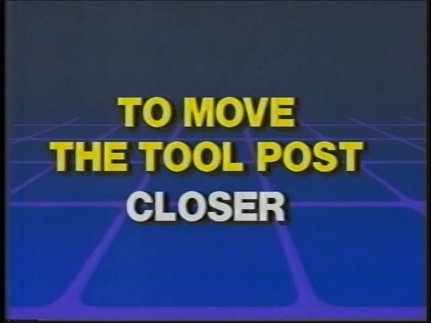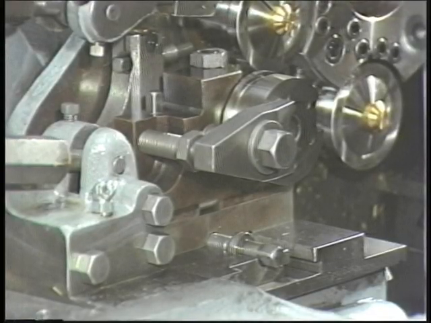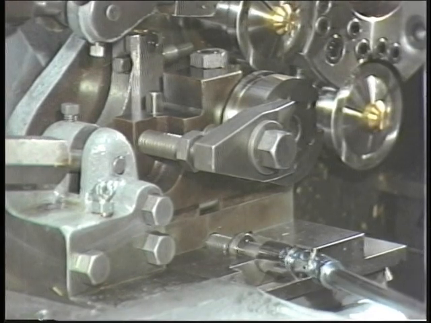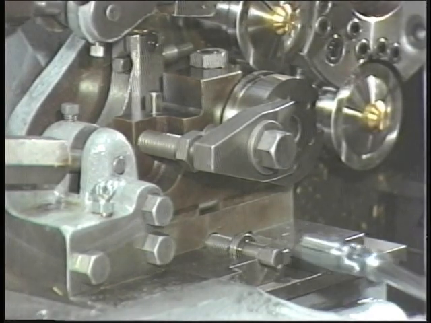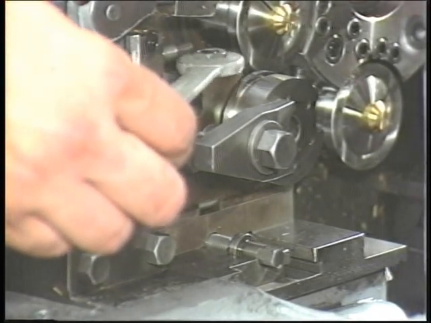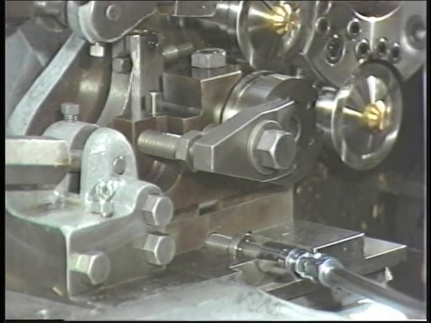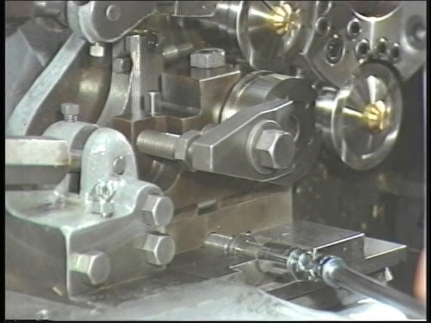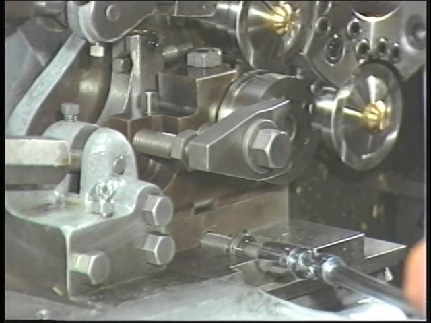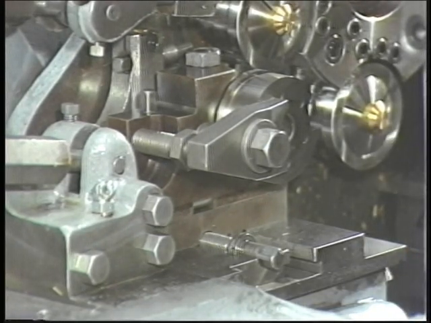To move the tool post closer to the revolving head, turn the lateral adjusting screw counterclockwise to take up any slack. Loosen the nut on the T-bolt. Then turn the lateral adjusting screw counterclockwise again until the tool is at the correct distance from the revolving head. Relock the T-bolt nut.